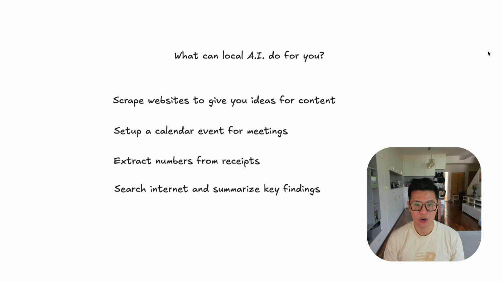In this video, I'm going to show you how you can scrape websites to give you ideas for content, set up a calendar event for meetings, extract numbers from photos of receipts, and search the internet and summarize key findings using local AI tools, all for free. So let's get started. I'm going to give you the ultimate breakdown on how to use local AI.